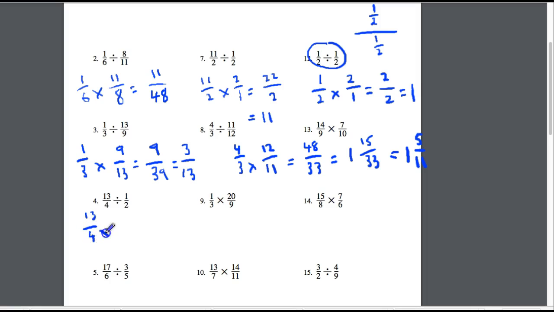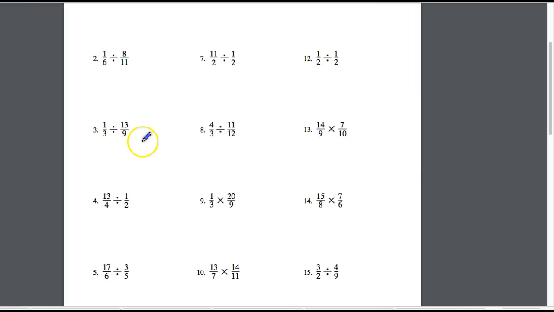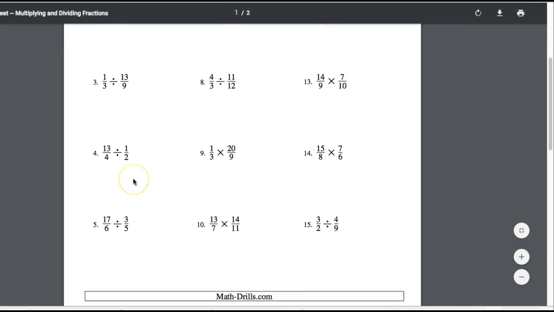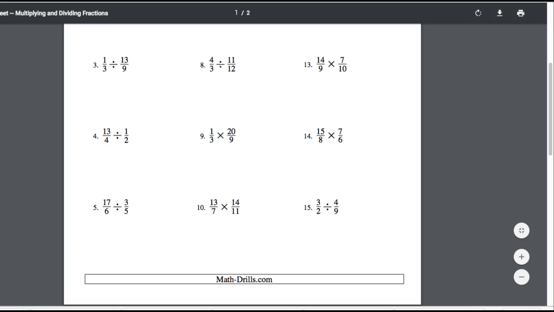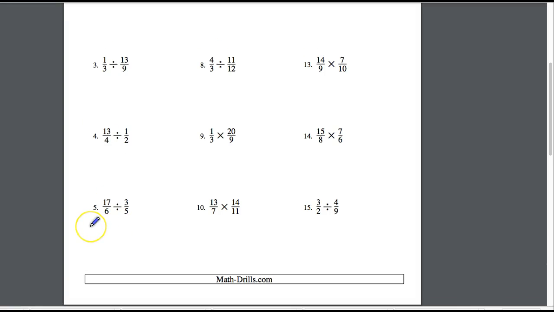13 over 4 times 2 over 1. 13 times 2 is 26 over 4. Now that does simplify. How many 4s go into 26? There's 6 and 2 remaining, which is 2 over 4. And that can simplify to 6.5. Okay, let's go down and do the last two. So we're going to do question 5 and 15.